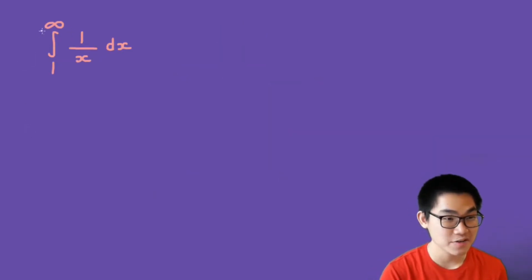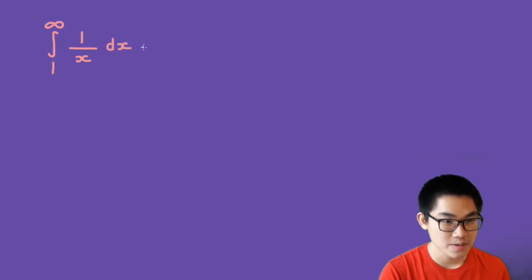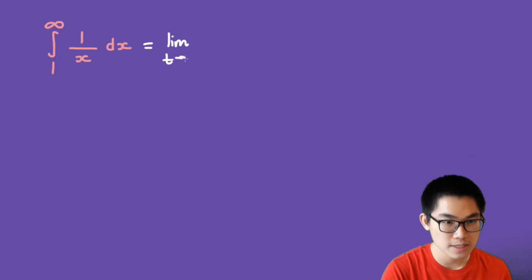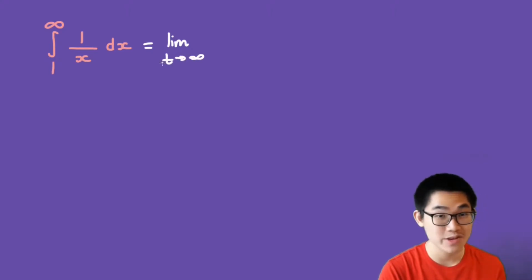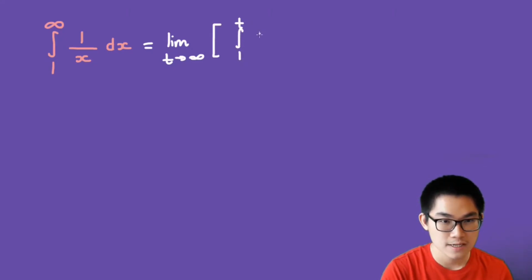How about the integral from 1 to infinity of 1 over x dx? Just looking at this right away, I can tell that this is divergent. There is a trick, which I'm going to show you in a second, but for now, let's just solve it the normal way. So this integral is equal to the limit as t approaches infinity. You don't have to use t, you can use any variable, but t is the most common in textbooks. You get the integral from 1 to t of 1 over x dx.